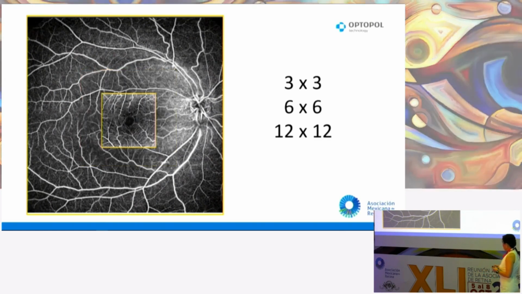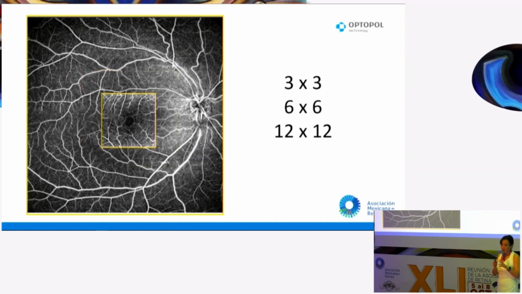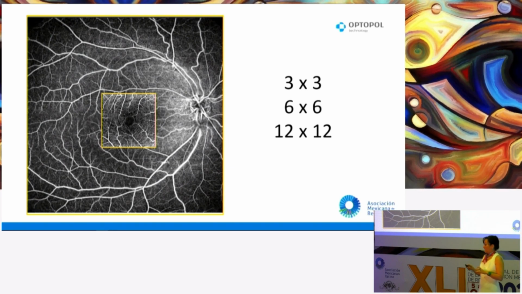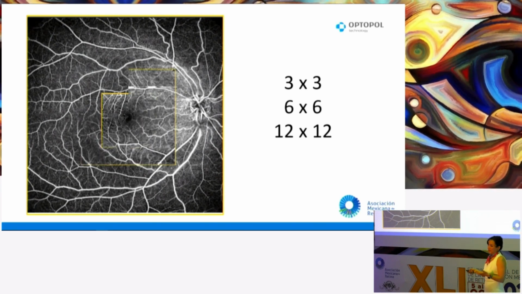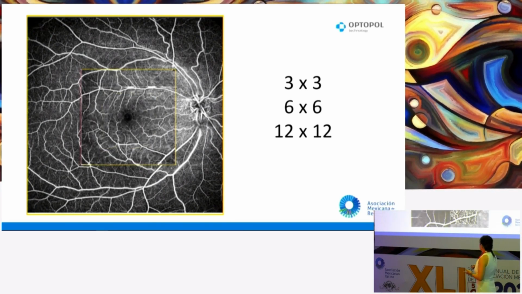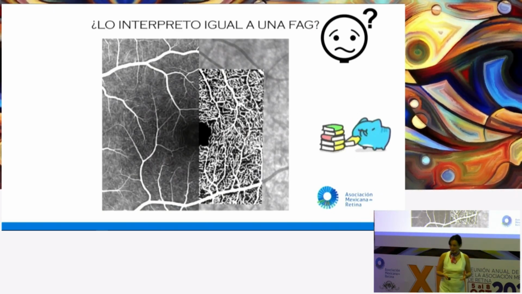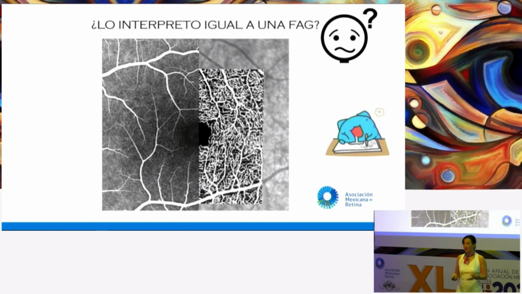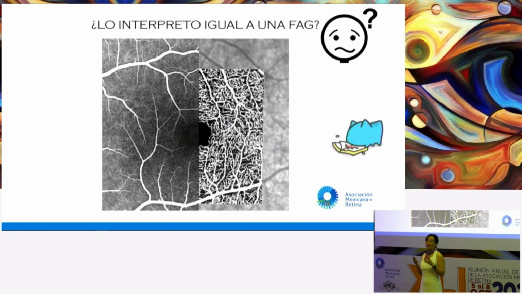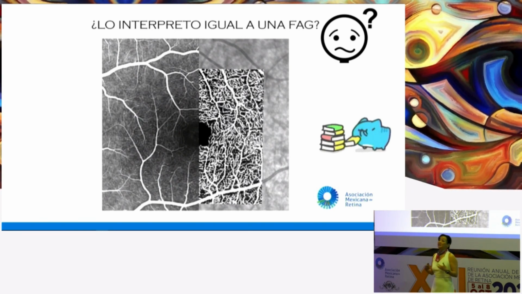Let me go back to images. The smaller the amplitude, the greater the definition. And the greater the amplitude, the lesser the definition. How about the next question? Will I take it just as a fluoroangiography, as an FAG? Of course not, because you won't be pondering the same elements.